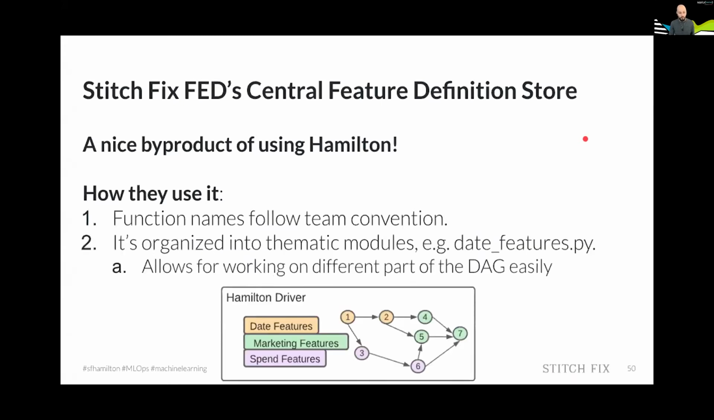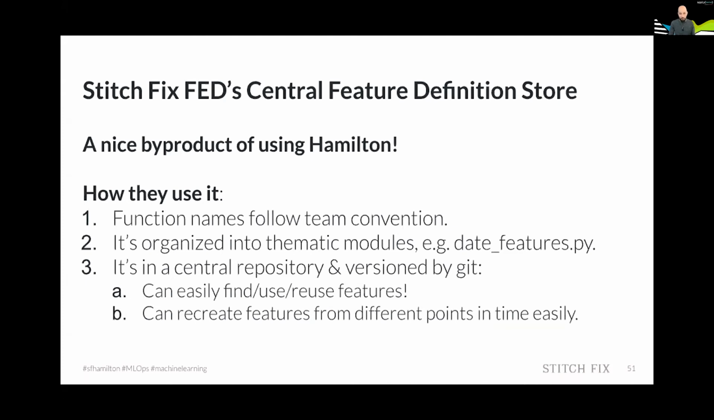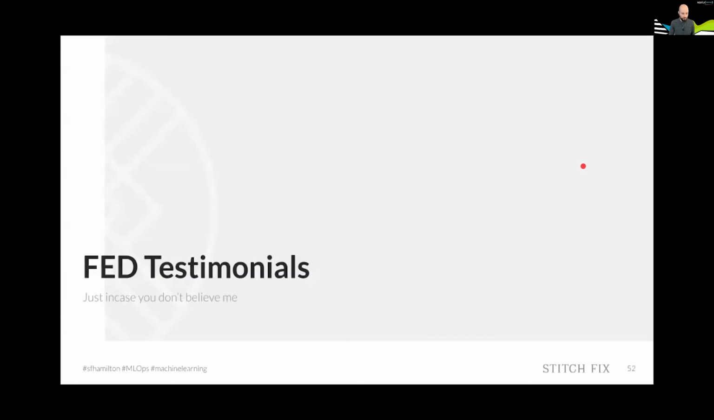And then they organize it into thematic modules that better map to their working style. For instance, all date features are together in a single module. This allows them to work on different parts of the DAG easily. And because it's in a central repository, it's also versioned by Git. So it's very easy for the team to create, find, and reuse features. And if you ever need to go back in time and debug something or recreate an output, it's very easy to do so since everything is versioned in Git.